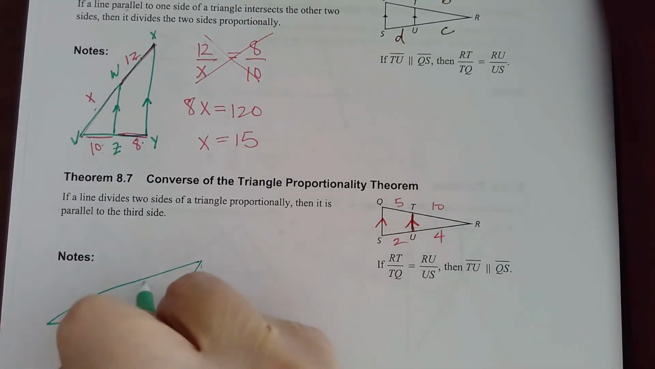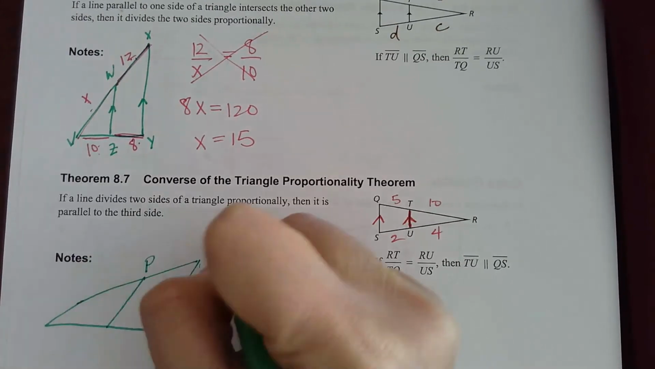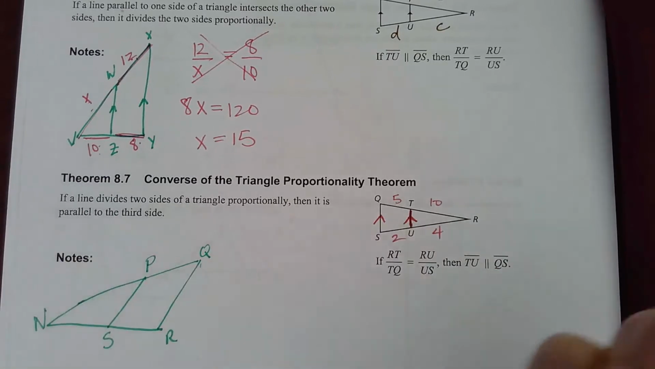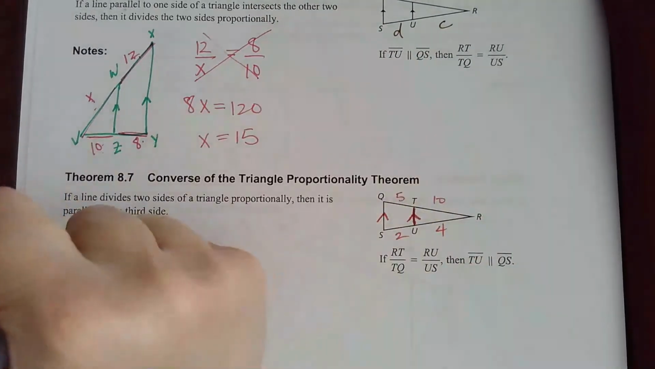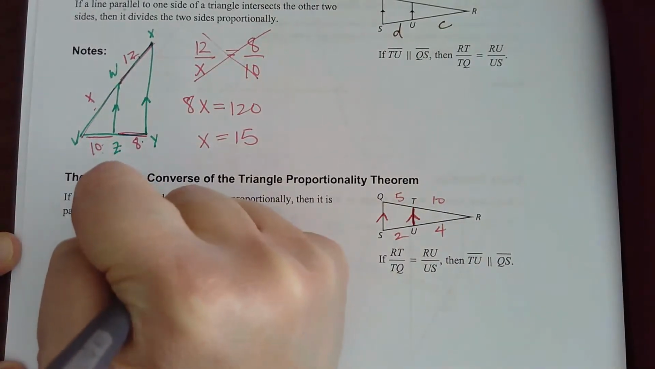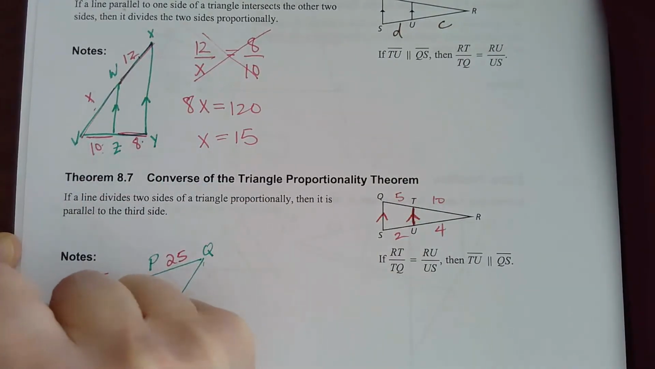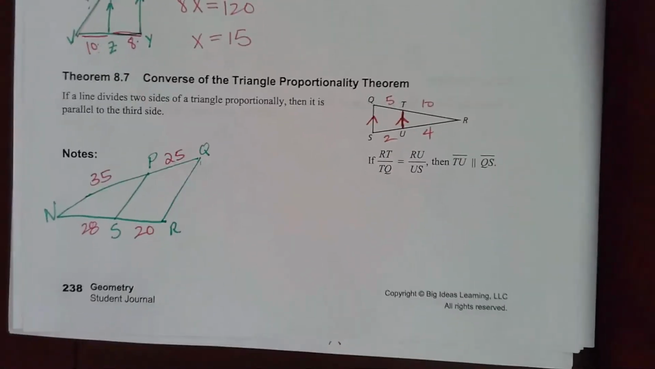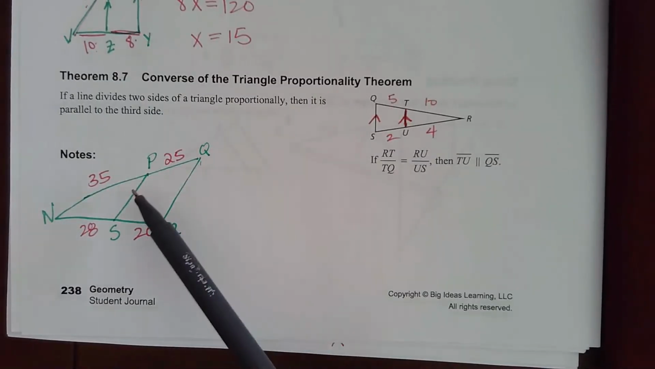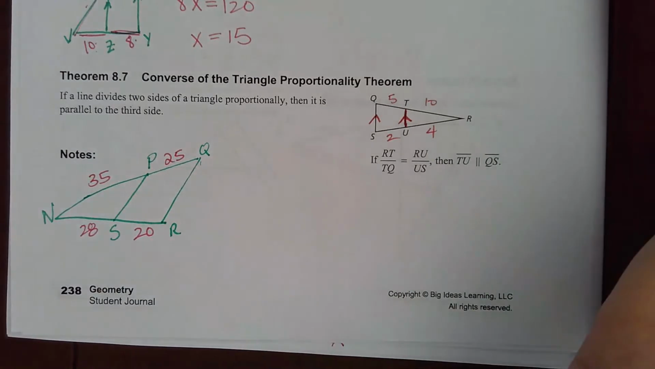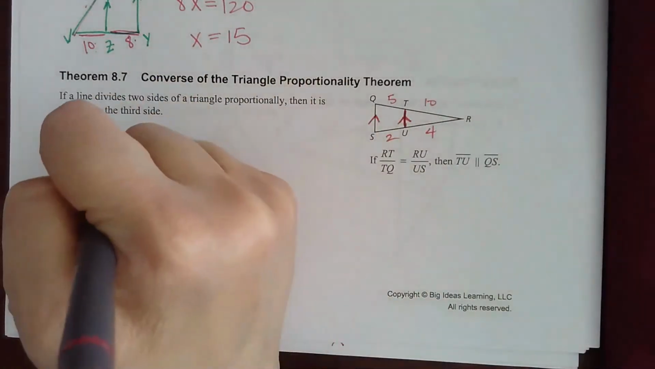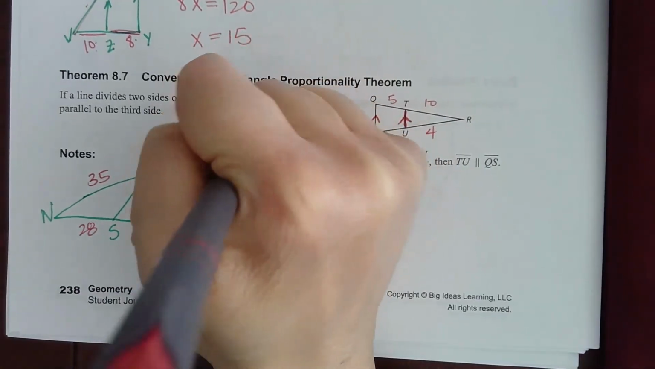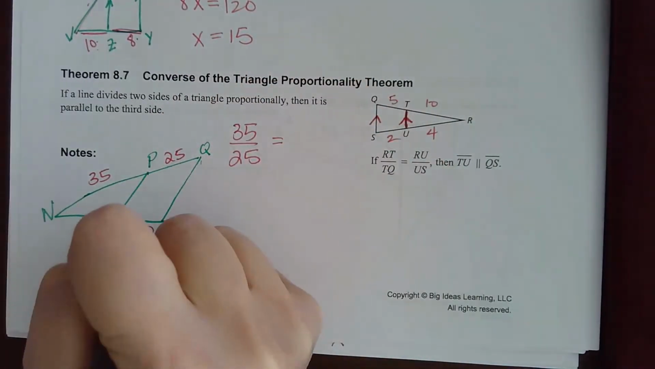Let's say I had a triangle, I have P, Q, R, S, and we'll use N. And then I give you some side lengths: 35, 25, 28, and 20. What we're trying to show is whether PS is parallel to QR. So again, set up your proportion. You could do 35 over 25 has to equal 28 over 20.